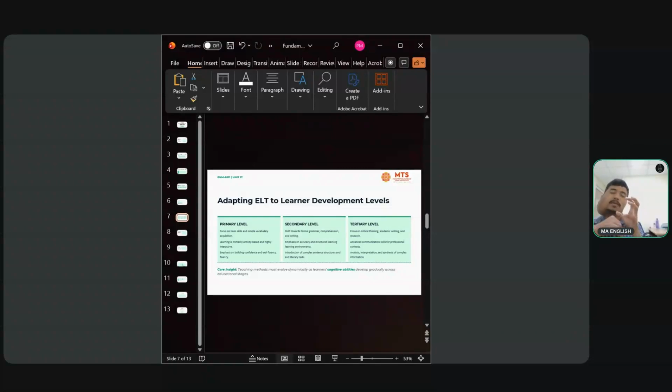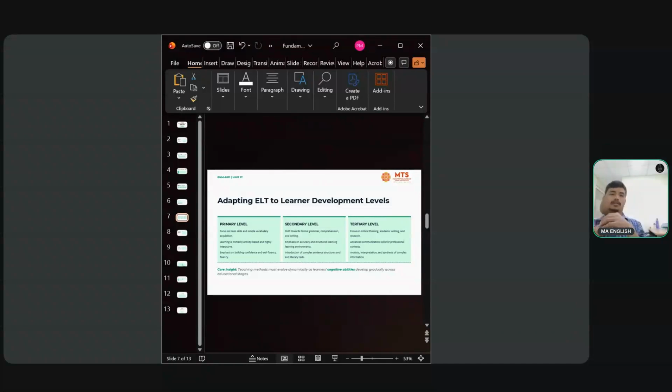Students at this level begin reading more complex texts, including literary works, right? There is an introduction to structured writing like essays, paragraphs, and formal letters. The learning environment becomes more structured and systematic.